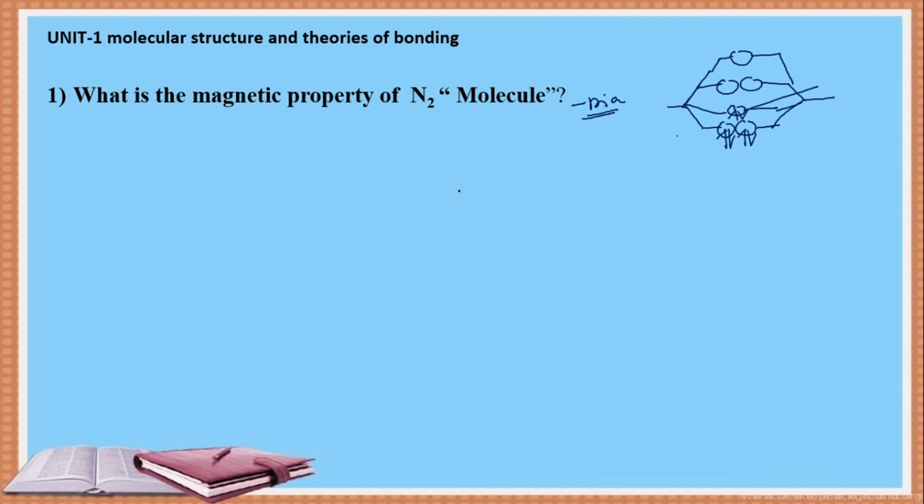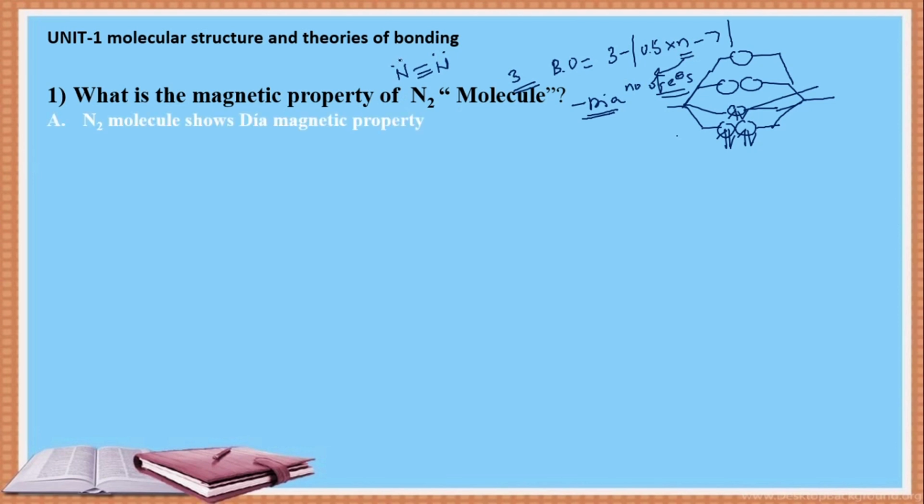Okay, and also the bond order in the N2 molecule is 3, students. Here we have a simple formula for the calculation of bond order: bond order equals 3 minus 0.5 into (n minus 7), where n is the number of electrons. Please use the formula and you will get the answer very quickly. So the bond order in the N2 molecule is 3, which means it contains an N triple bond N. Okay, so this is about the N2 molecule. The N2 molecule shows diamagnetic property.